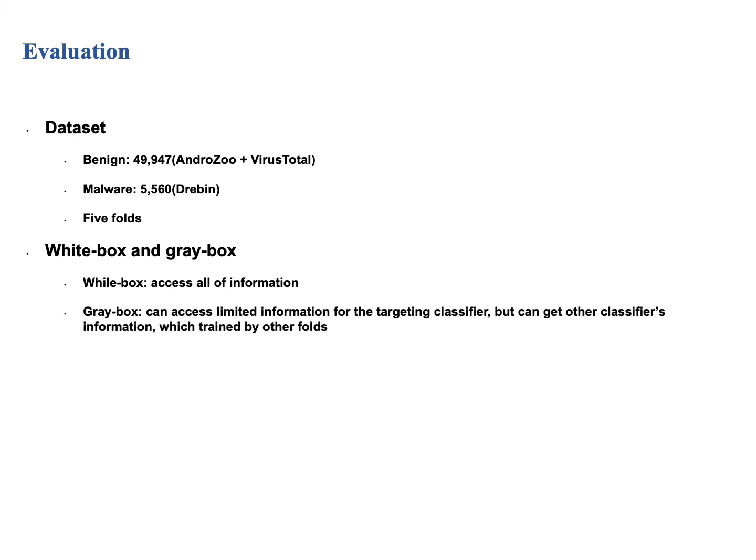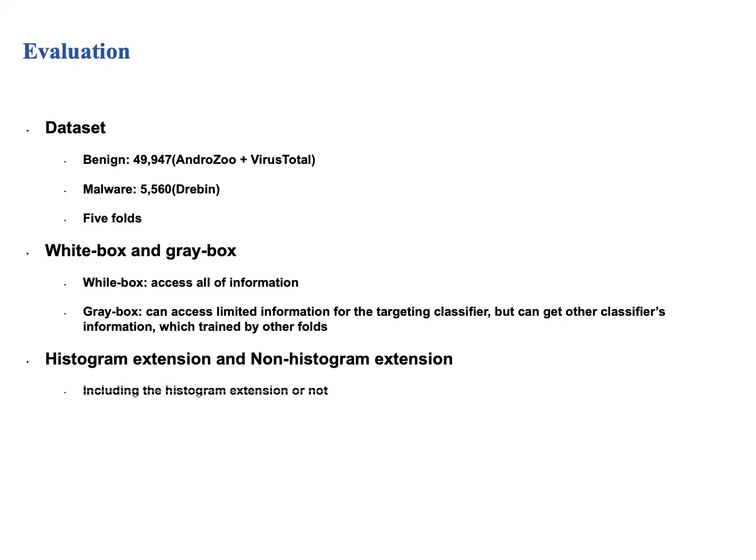We have the white box setting and also the gray box setting. White box setting means that we can access all the information for training the model, and gray box means that we can access limited information for the target classifier, but we can also get other classifiers trained on other folds. In our work, we have 5 different folds. And also in our work, we see the histogram extension and no histogram extension situations.